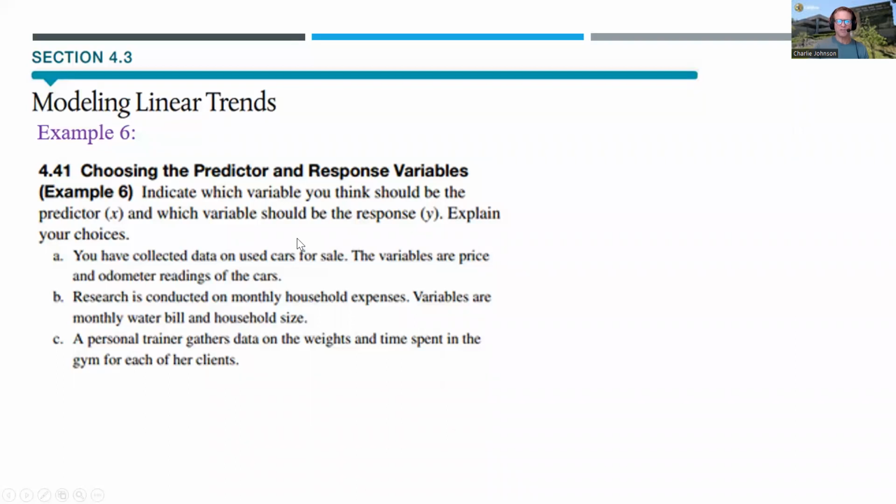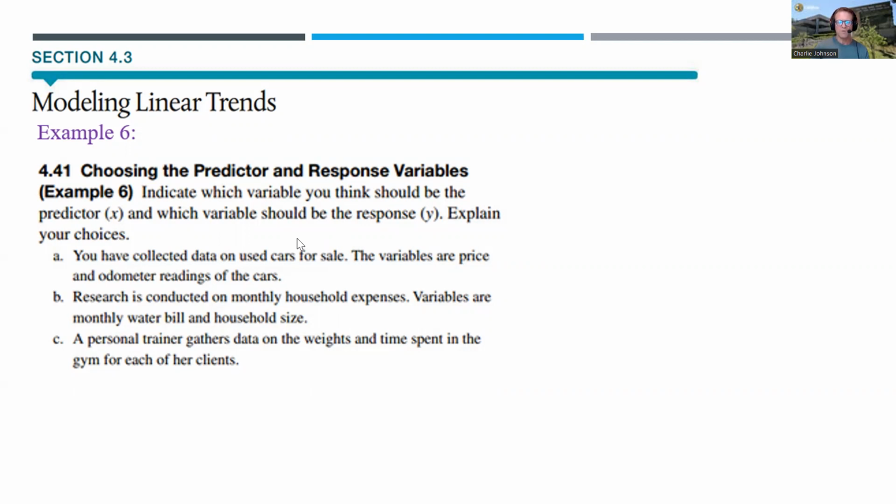Example 6 talks about choosing the predictor and response variables. Indicate which variable you think should be the predictor, which is x, and which variable should be the response, or the predicted variable. Explain your choices. Letter A says you have collected data on used cars for sale. The variables are price and odometer readings of the cars.